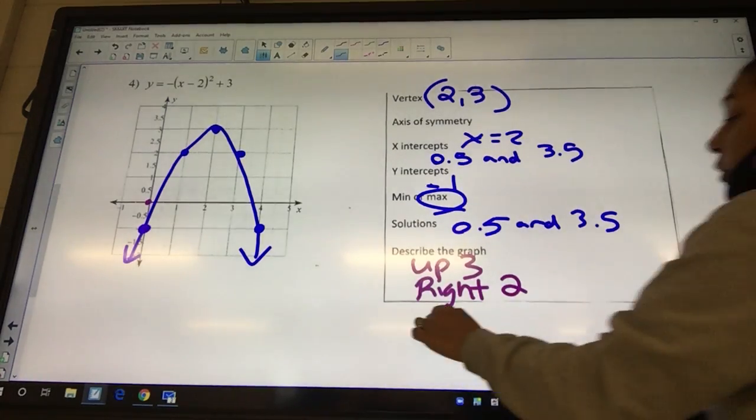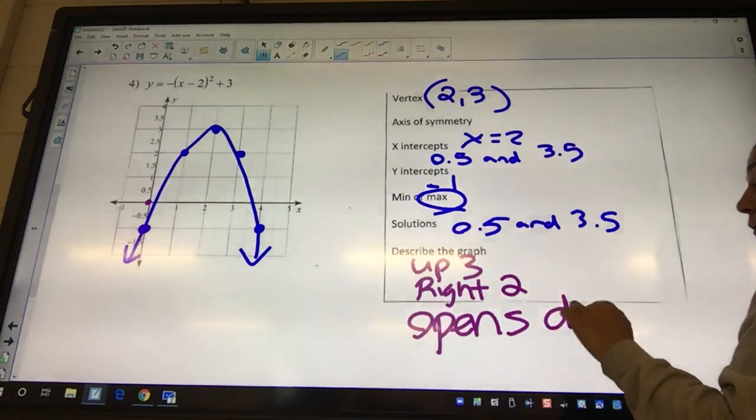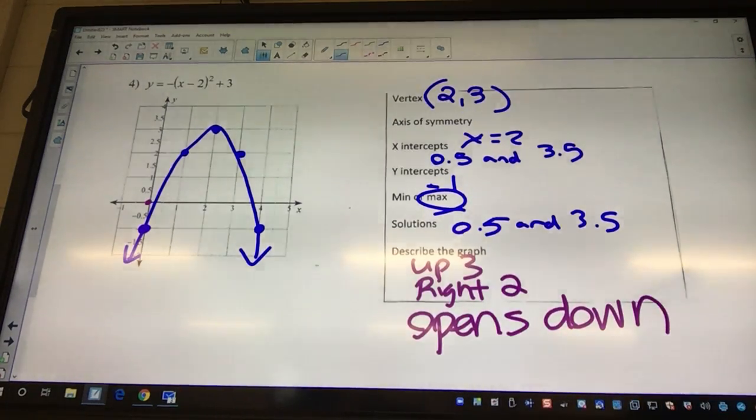Okay, so the more you can describe about the graph, that's great. It opens down. Or you could write it flips the graph upside down, something along those lines. But you need to describe what's happening with that.